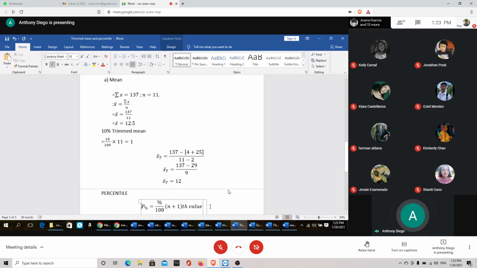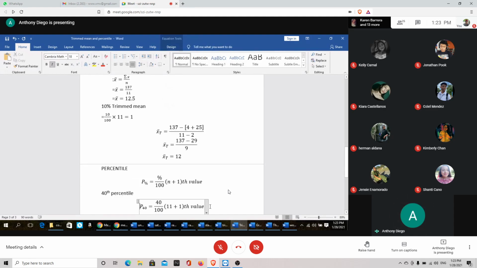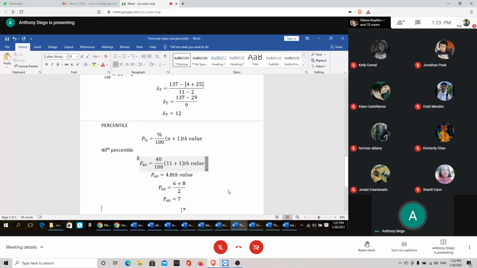Now, let's say that they ask you to find the 40th percentile. The 40th percentile will be P40, 40 over 100 times 11 plus 1, the same thing here. Then that will be the 4.8 value. So we're going to be taking the 4th value, which was 6 in the observation, and the 0.8 falls into the 5th value, which is 8. So we take the 4th and 5th values, 6 plus 8 divided by 2, which gives us 7.